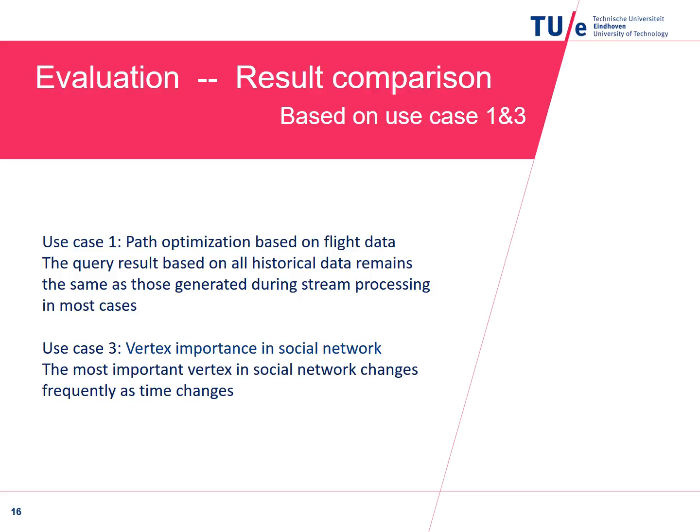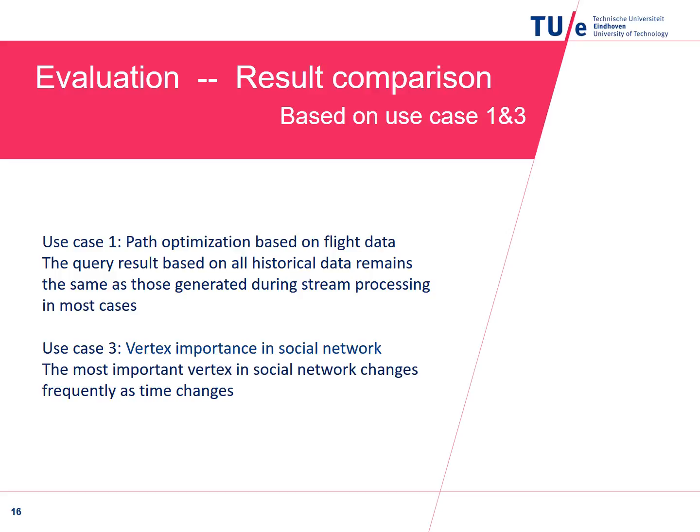As for use case 3, the most important vertex in the social network changes frequently as time changes. We use it to test the temporal betweenness and closeness algorithm. We find the most important vertex in the graph is changing over time, because the temporal graph is changing a lot as people start and end chatting randomly in the social network.